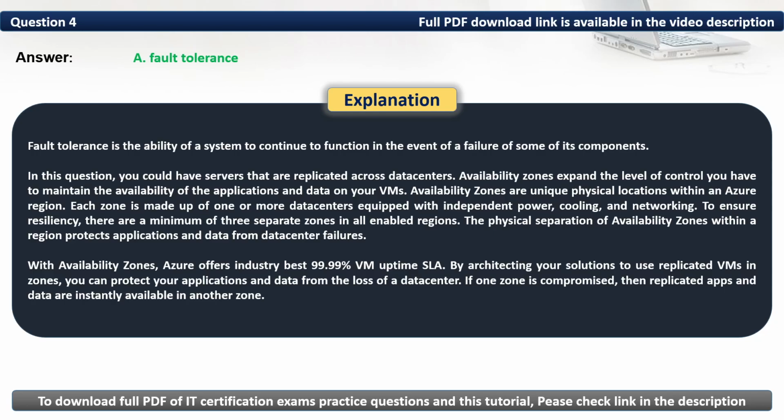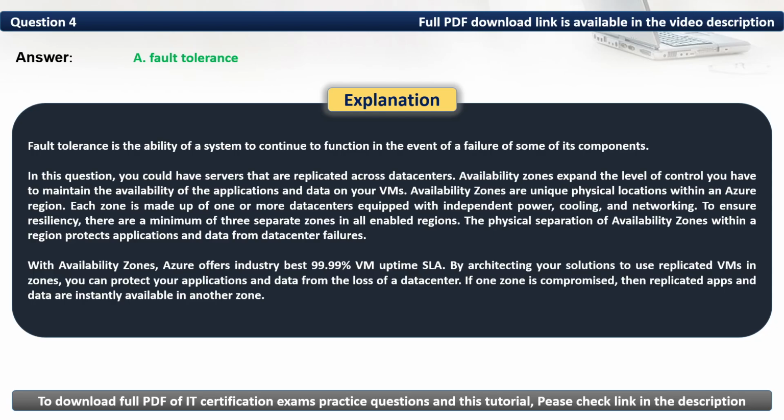Availability zones expand the level of control you have to maintain the availability of the applications and data on your virtual machines. Availability zones are unique physical locations within an Azure region. Each zone is made up of one or more data centers equipped with independent power, cooling, and networking. To ensure resiliency, there are a minimum of three separate zones in all enabled regions. The physical separation of availability zones within a region protects applications and data from data center failures.